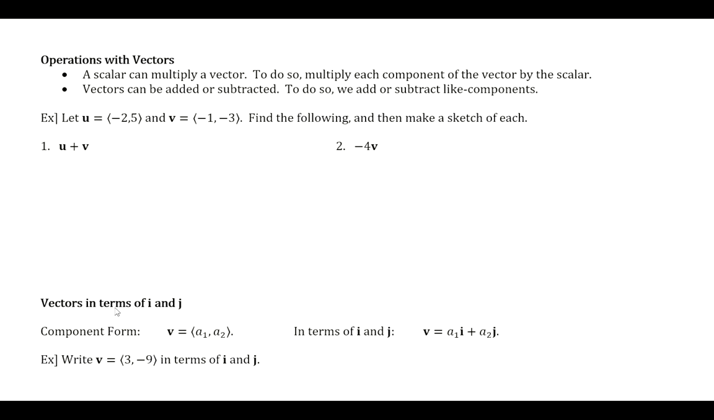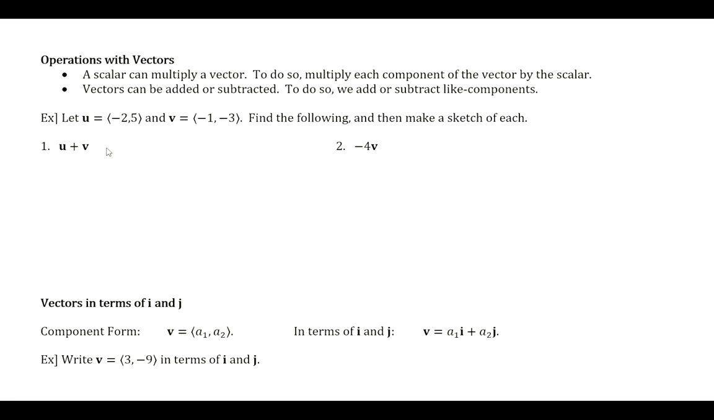Hi everyone, and welcome to our video on operations with vectors, and also vectors in terms of i and j. With our operations in vectors, it's kind of straightforward, where we are distributing or simplifying like terms. In this example, we've got different vectors, so they're using u as a vector and v as a vector. Let u be the vector -2, 5, and let v be the vector -1, -3. Let's find the following and then make a sketch.